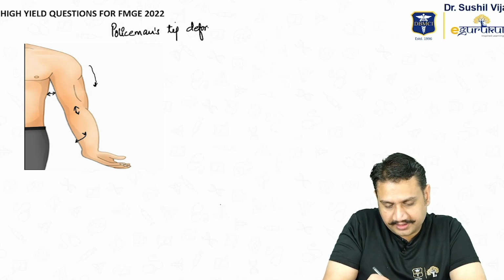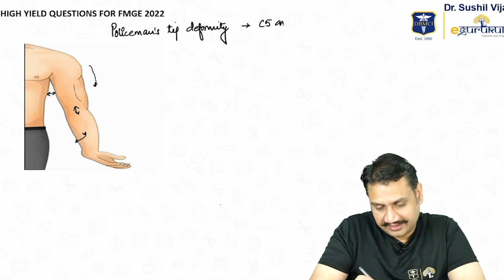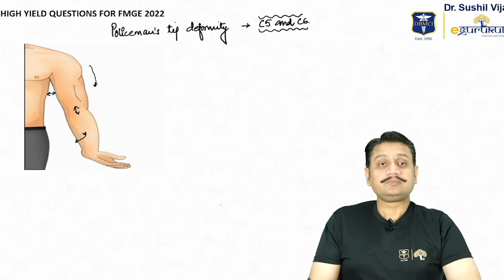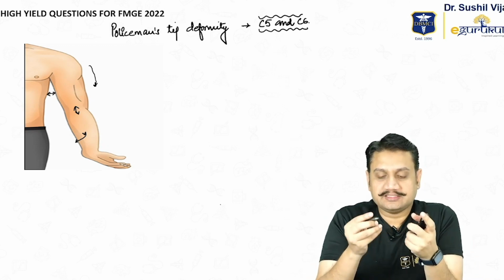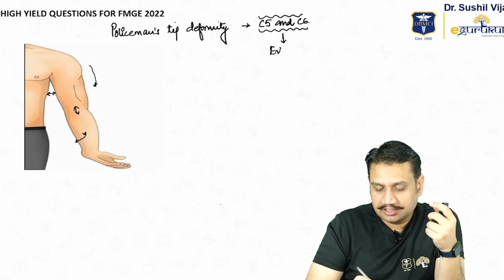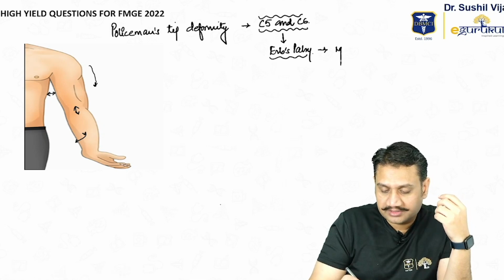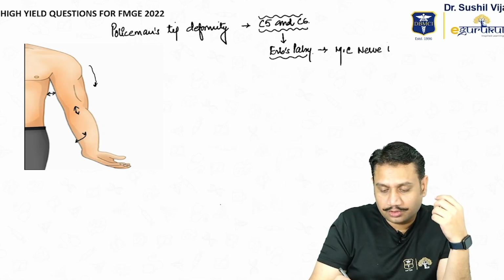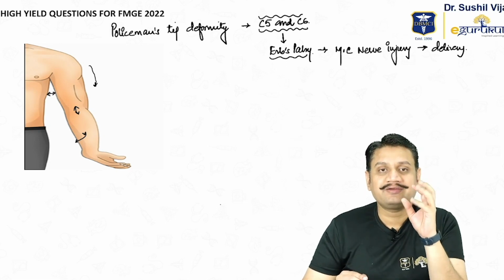In the policeman's tip deformity, the nerve roots involved are C5 and C6. Now, this is what you call Erb's palsy. You must know how the patient presents to you and what is the commonest site of injury. For Erb's palsy, we all know the basic concept that this is the most common nerve injury that occurs during delivery of the child, right?